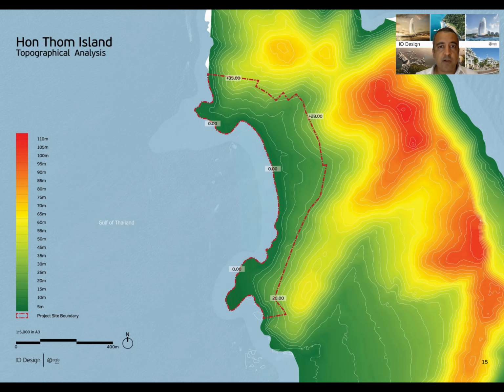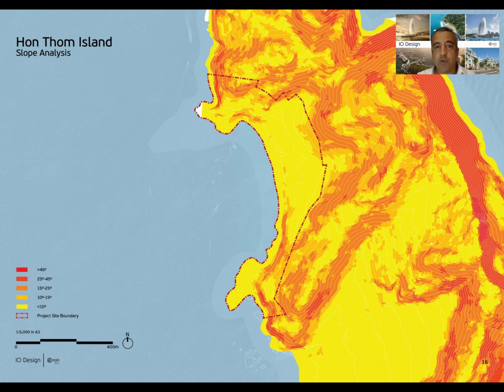Starting with the topographical analysis, I'm not going to go too much into this. There's some slope that we have to deal with, from 35 meters all the way down to sea level. We also did a quick slope analysis to see where it could be buildable or not. But in terms of buildability, almost 100% of the site is friendly for that.